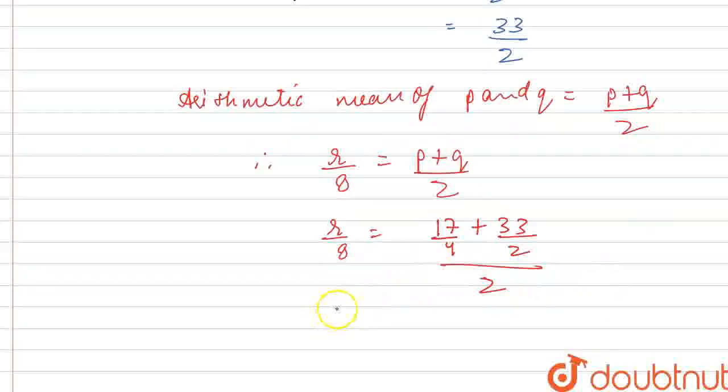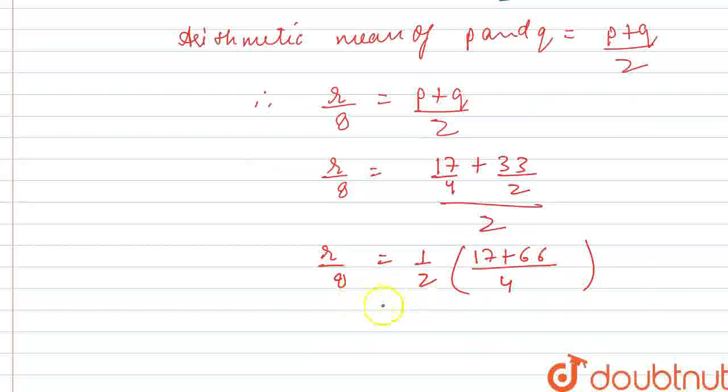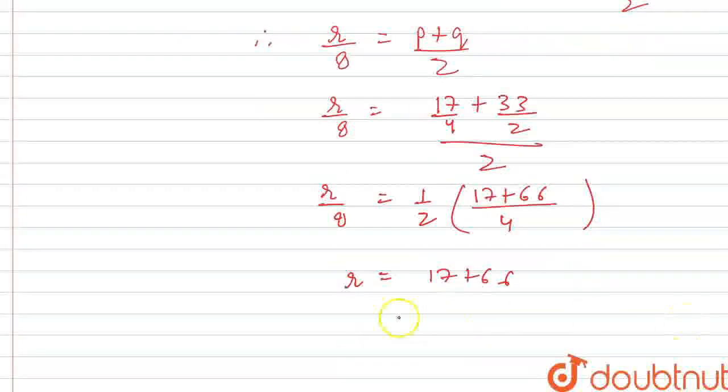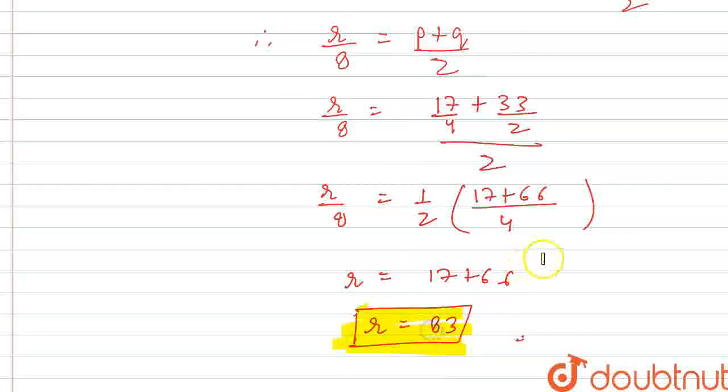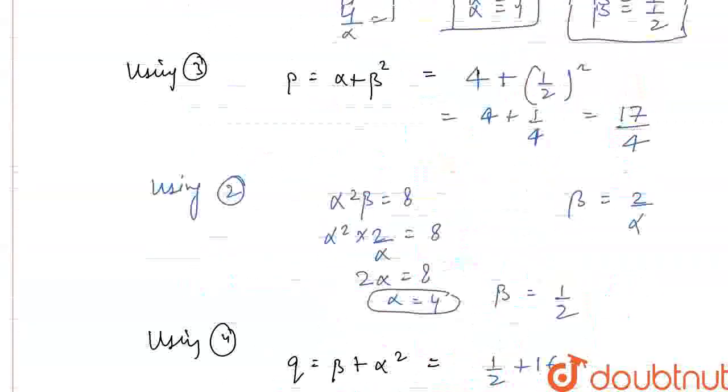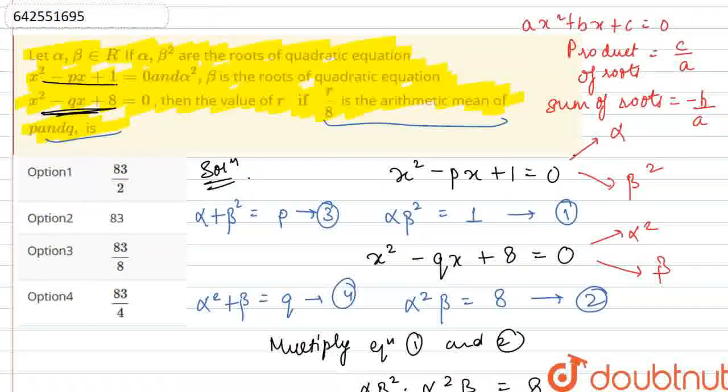So what this will become is r by 8 equals 1 by 2. Now on taking LCM, we get 4 here, 17 plus 33 into 2, that means 66. So we get r equals 17 plus 66, or we are getting the value of r as 83, and this is what we needed to obtain. So we'll choose the correct option. Option number 2 is the correct option.